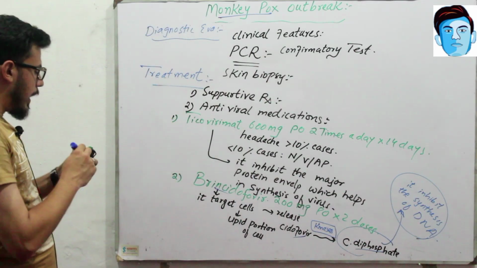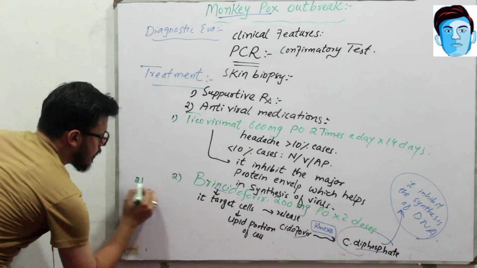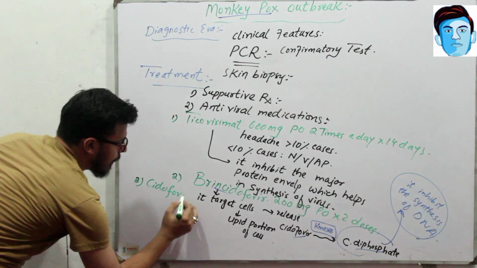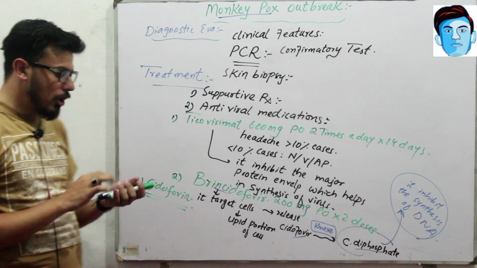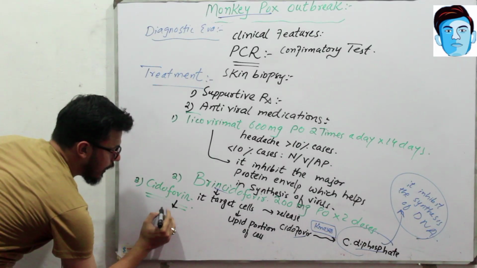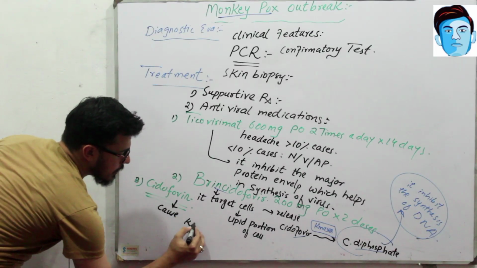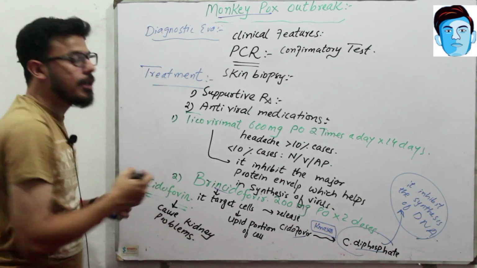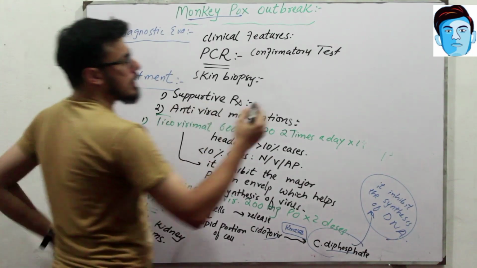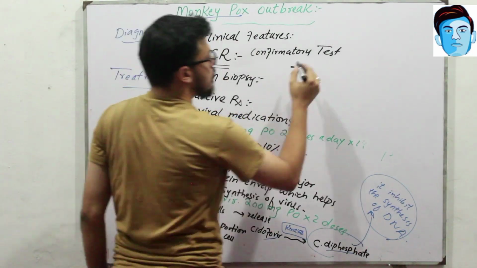So what is the third antiviral medication? That is called cidofovir. But actually it is not given as such because it creates a lot of problems, mainly in the kidney. It causes kidney problems, so that's why it is mainly avoided. There are smallpox vaccines available as well.